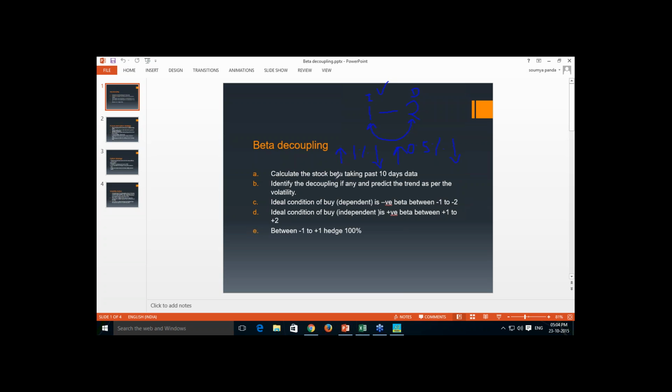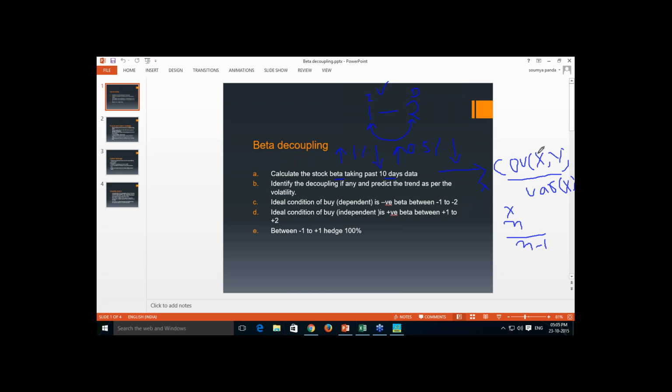Then you have to calculate the beta of a stock by taking the past 10 days of data. So how do we calculate the beta? We take the covariance of x and y divided by the variance of x, where x is your independent stock and y is your dependent stock, and this entire thing has to be multiplied by a factor n divided by n minus 1. So n is the number of days. We are taking 10 days, so 10 divided by 10 minus 1 is 9.